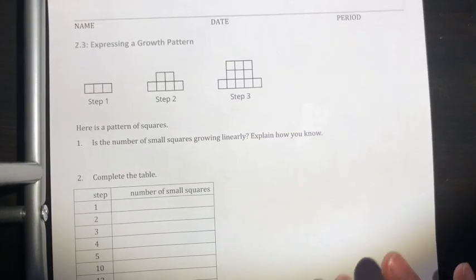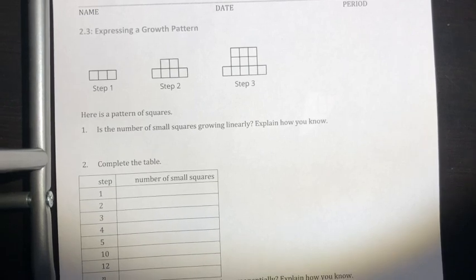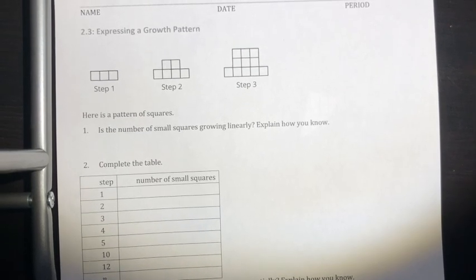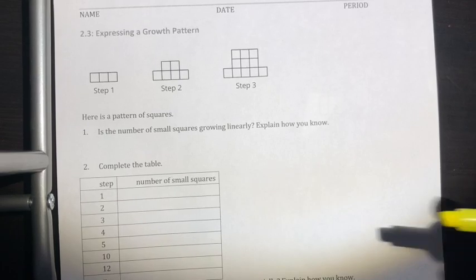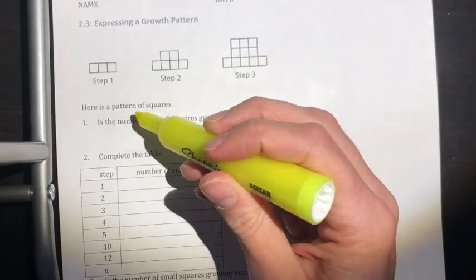So we got one more pattern to look at. So let's think about this one. Is the number of squares growing linearly? Try to figure out how the number of squares is growing and try to complete the table below it.